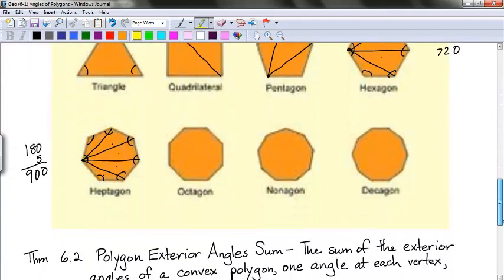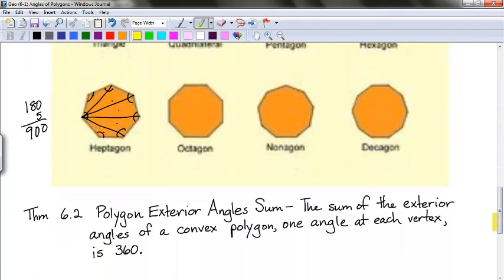Then the last thing the author goes through is the exterior. The polygon exterior angle sum. To me, that ought to be worded sum of the exterior angles of a polygon. The sum of the exterior angles of a convex polygon, one angle at each vertex, doesn't matter which polygon. As long as it's a convex polygon, the sum's always going to be 360.